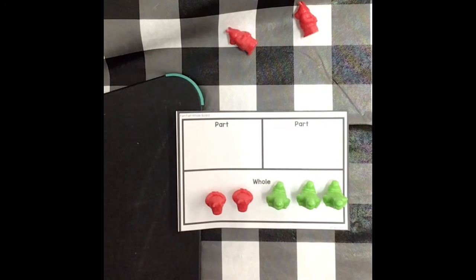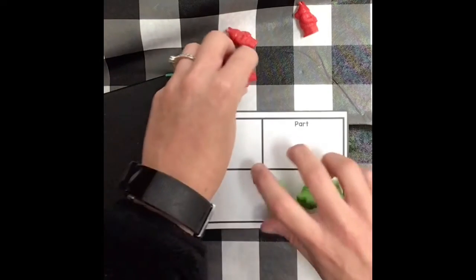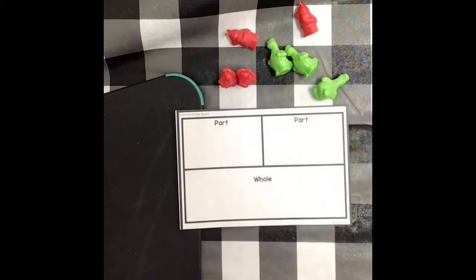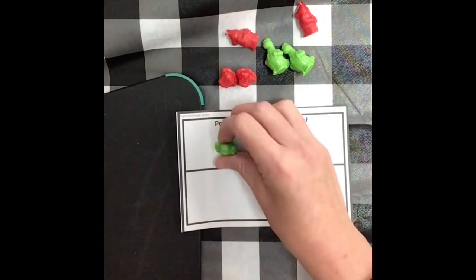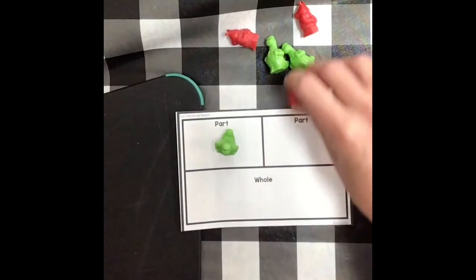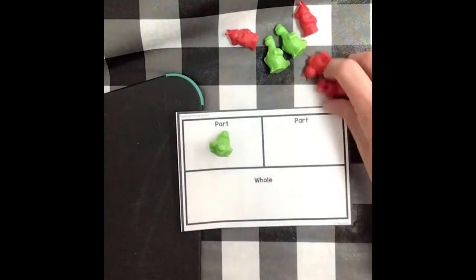All right, friends, now I want you to clear off your mat, and I want you and the person you're working with to come up with some of your own fun combinations. You can try 1 and 2, 1 and 1, anything you want. I just want you to practice using your part whole mat, okay?